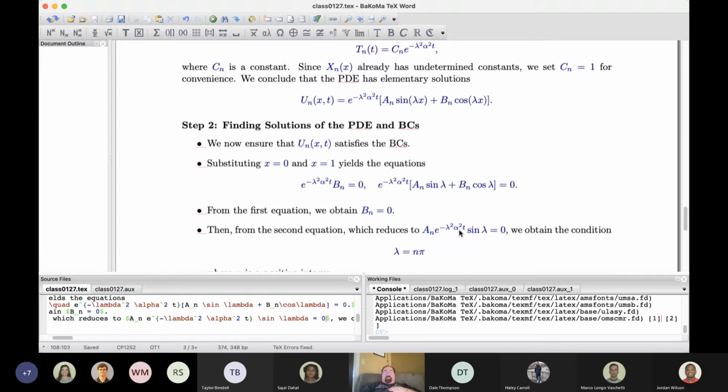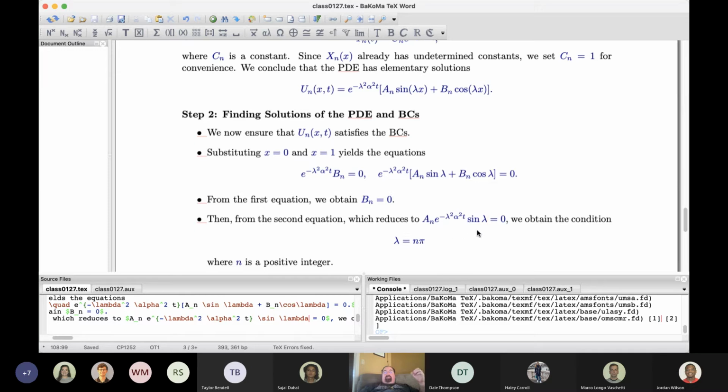Now, the exponential can't be 0. We need a non-trivial solution, so a_n should not be 0 either. Therefore, sine of lambda must be 0. Now, when is sine equal to 0? This is one of these things that you learn about in trigonometry, and it's a good thing to just keep in mind because it keeps coming up in all kinds of problems. When is sine equal to 0? When the argument is an integer multiple of pi.